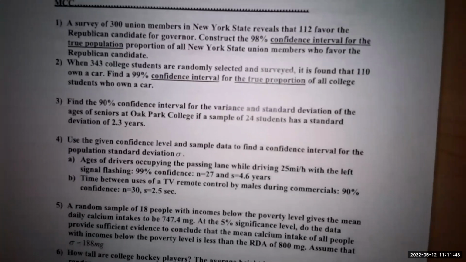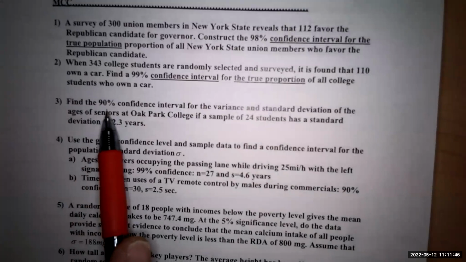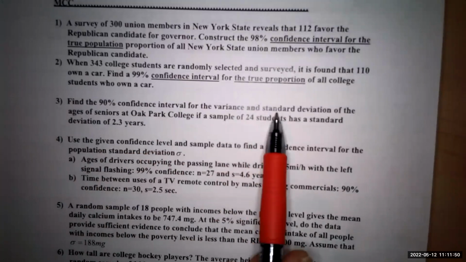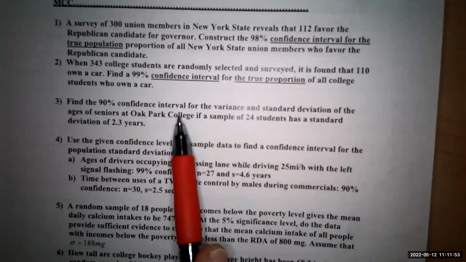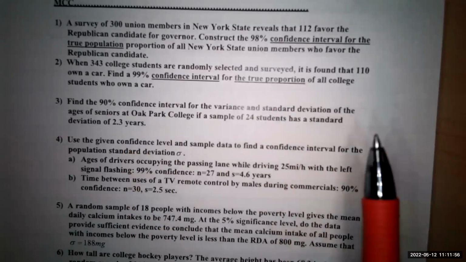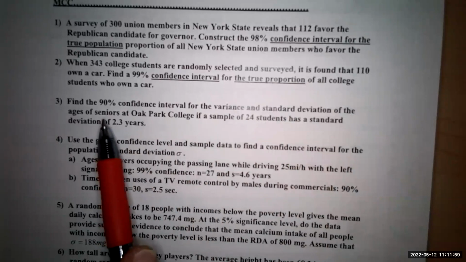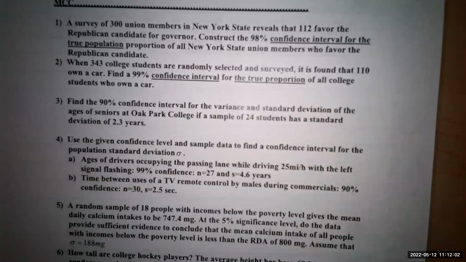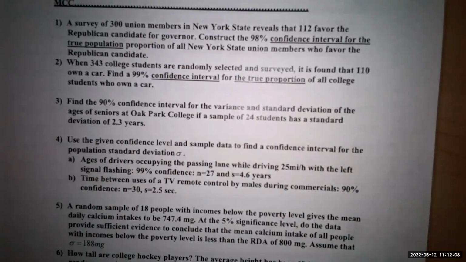You read it to see what's going on. Find the 90% confidence interval for the variance and the standard deviation. So you realize that this problem is a confidence interval for the standard deviation or the variance. Both of them are the same. Then 3 numbers would be given only: find the 90% confidence interval for the variance of ages of seniors at Oak Park College, if a sample of 24 students has a standard deviation of 2.3. The sample size, sample standard deviation, and the confidence level. So you collect the information.